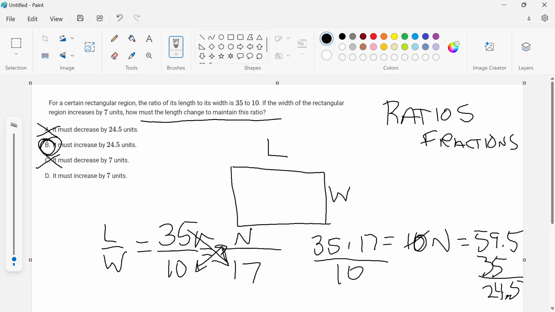So that's Digital SAT Practice Test 1 Math, Module 2 Hard, Question 6. The answer is 24.5 increase.